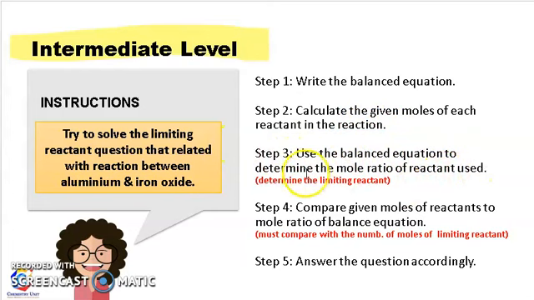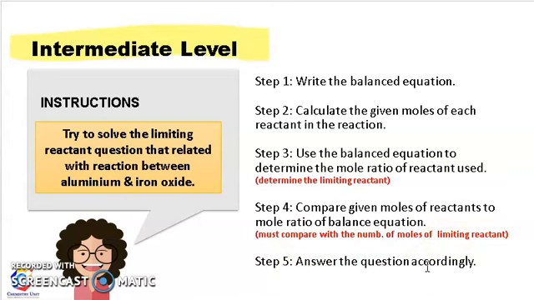Step 3 is very important. Actually, here is the part to determine the limiting reactant. And then step 4, we need to compare the given mole of reactant to the mole ratio of the balanced equation. So always remember we must compare with the number of mole of the limiting reactant. And then the last step, step 5, we have to answer the question accordingly.